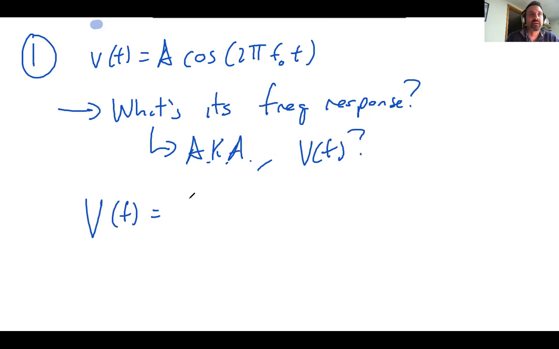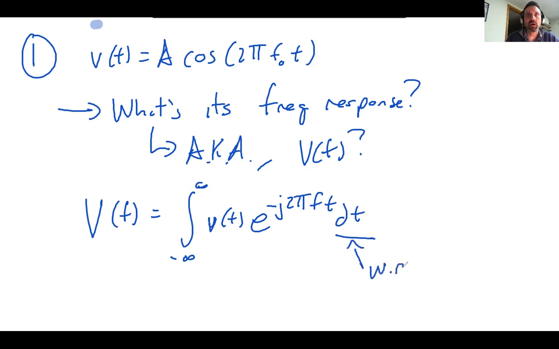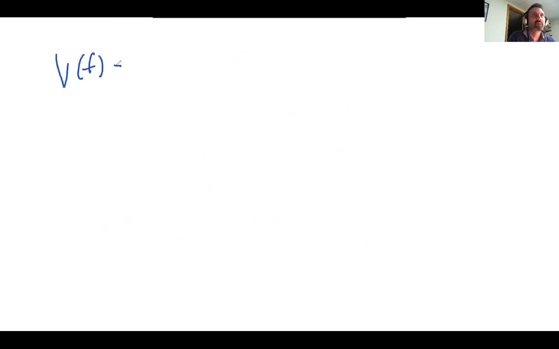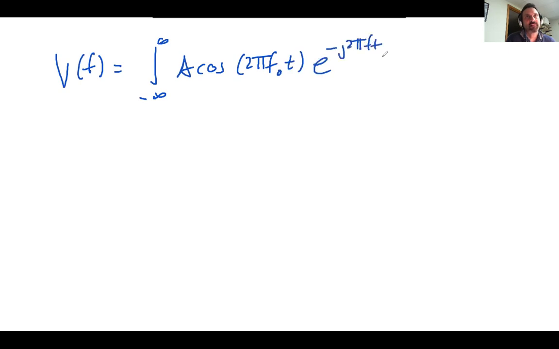So V of f is going to be equal to, in this case, the Fourier transform, the integral from minus infinity to infinity of V of t, correct? e to the minus j 2 pi f t dt. So we're integrating with respect to t. Notice that the output should be a function of f. We have that variable there. Awesome sauce. So let's plug it in. V of f is equal to the integral from minus infinity to infinity. Let's replace V of t: a cosine 2 pi f naught t, e to the minus j 2 pi f t dt.